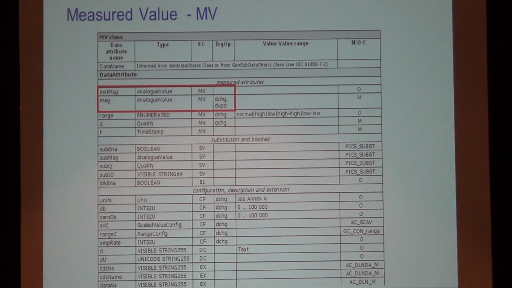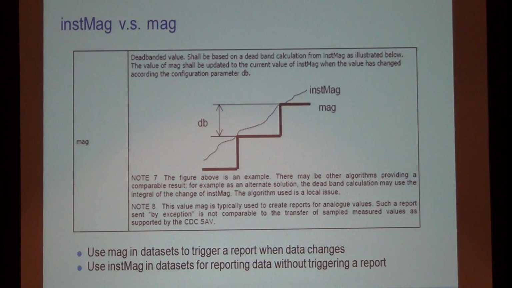So here you can see we have these instantaneous magnitude and the magnitude. We have range alarms that tell you high, high-high, low, low-low, etc. Quality and timestamp. Substituted values, what the units are, if there's a deadband associated with the magnitude value, what that deadband is, what the range is, the sample rate, etc. All this information is potentially available to you from the device.